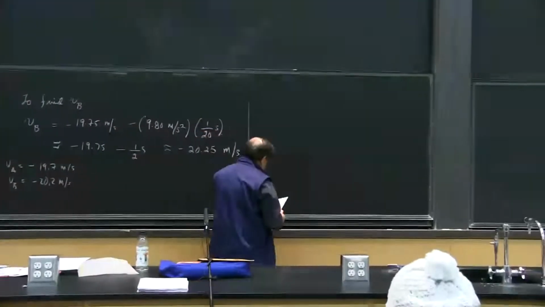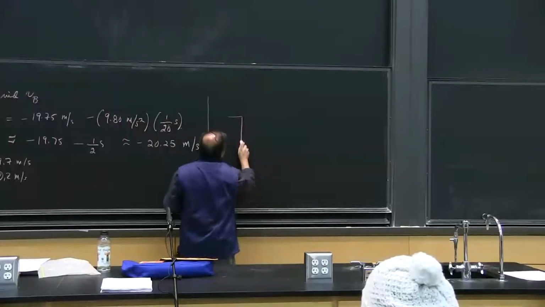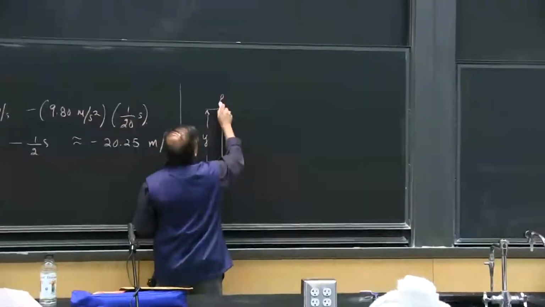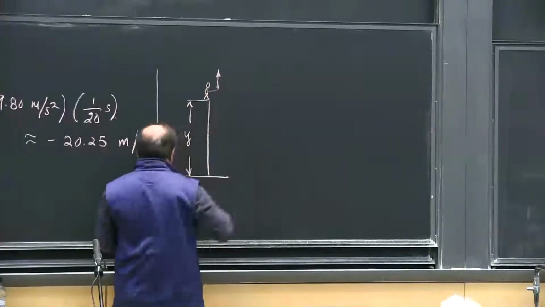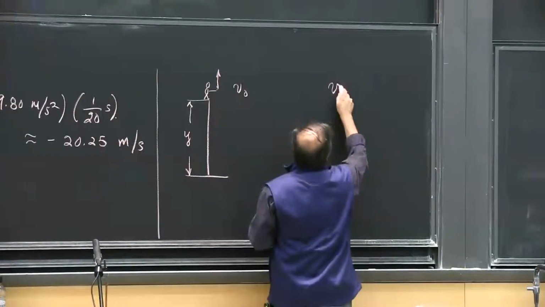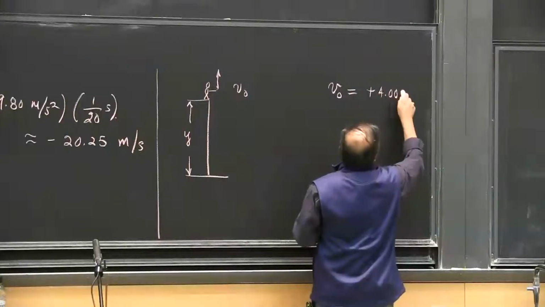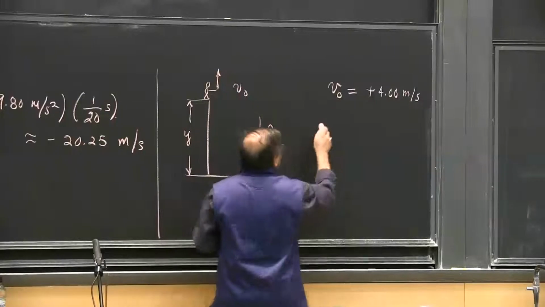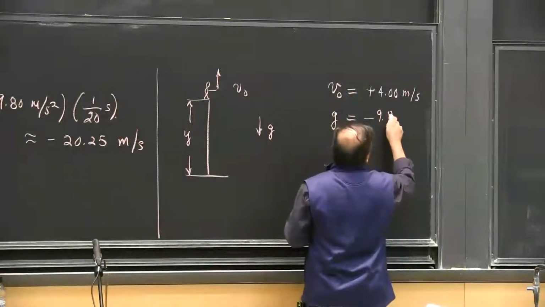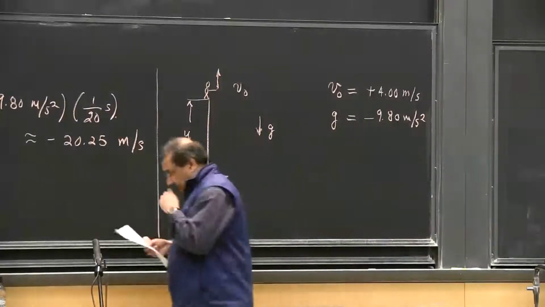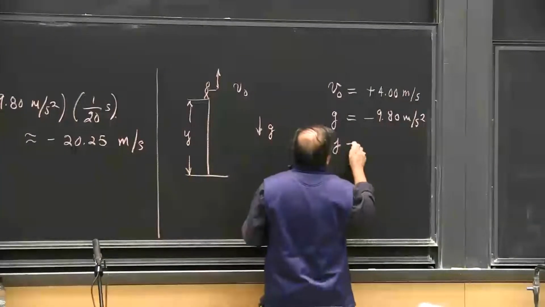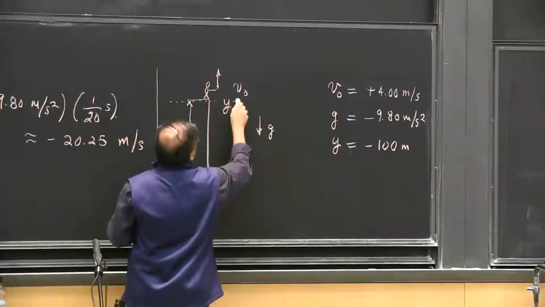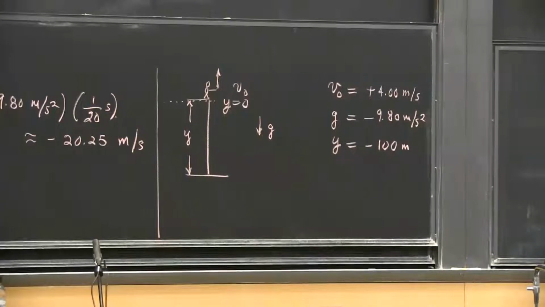So let us say that there is some height here, y, and here you are, and you throw something upward. You throw something upward with v0, and this v0 is plus 4 meters per second because it's upward. Obviously, there is always gravity that's ever present, so g is downward, and so g is going to be minus 9.80 for now meters per second squared. And let us say this y is given, and y is minus 100 meters. Again, it's minus 100 because I'm setting this to be the zero level of y from the point of launch.